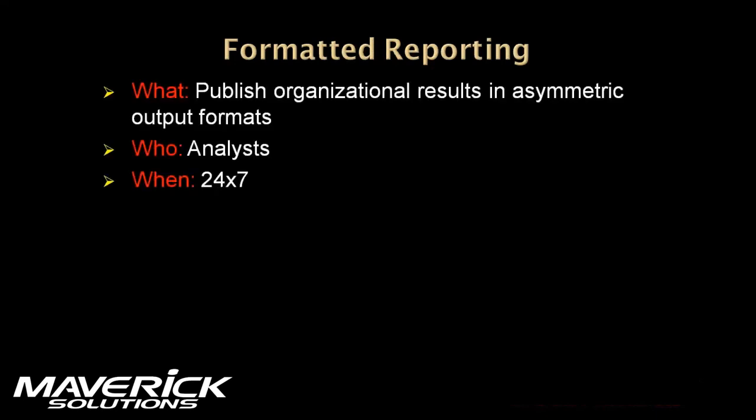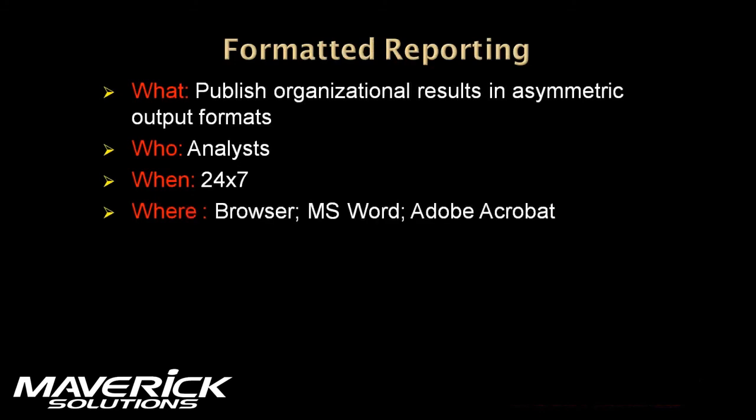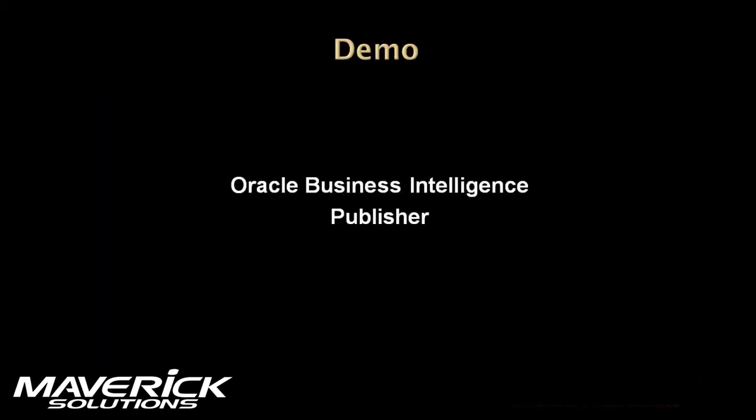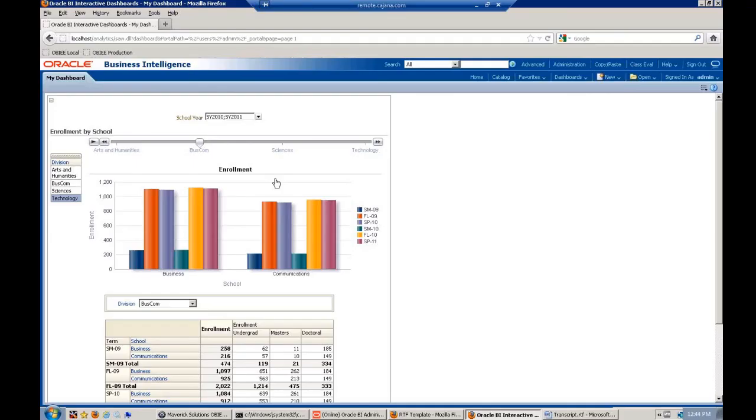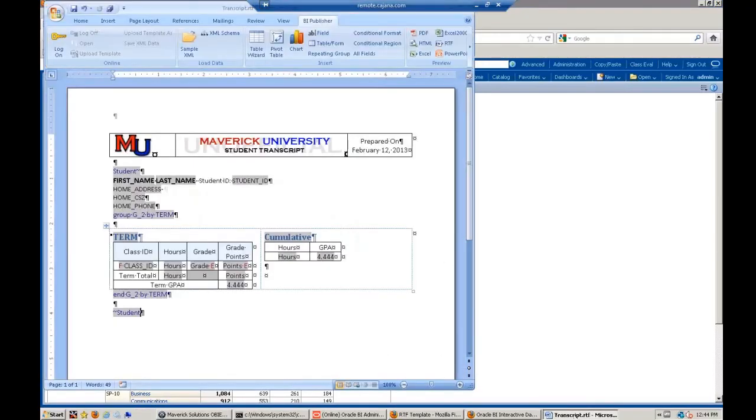Our analysts or our authors do that, again, 24/7. It can work in a browser, but to create the asymmetric output formats, we're going to work in either Microsoft Word or Adobe Acrobat using a portion of the product called BI Publisher. So let's take a look at what one of those templates would look like.